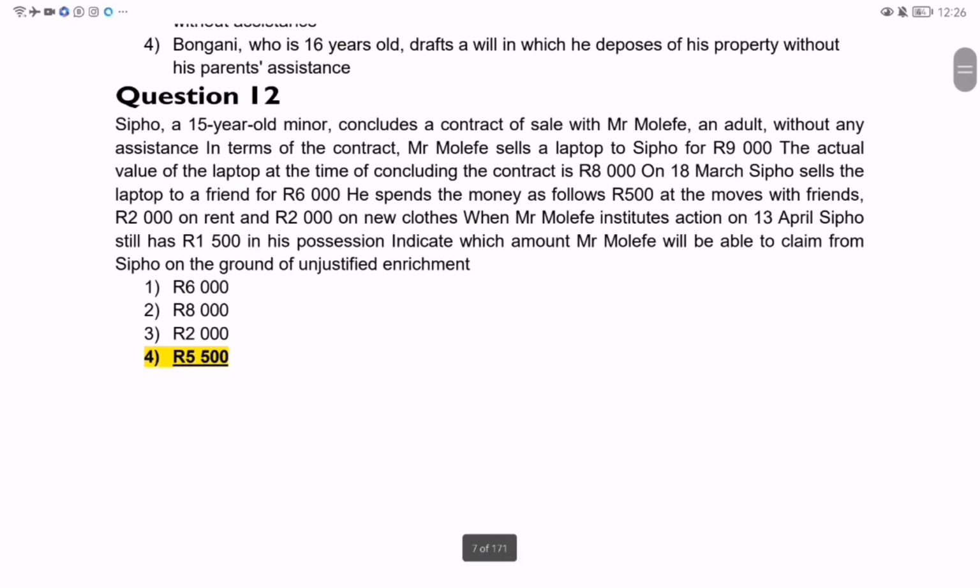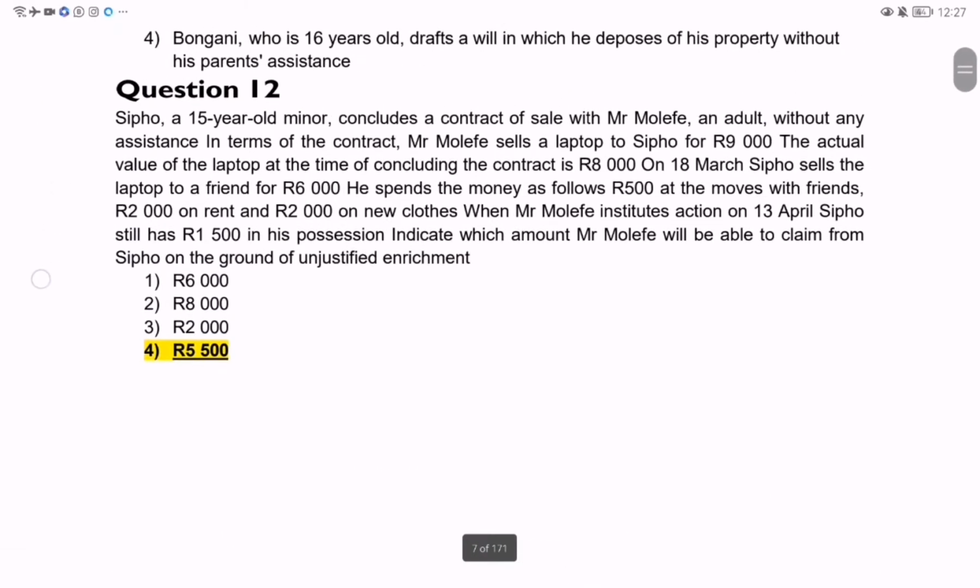Sipo, a 15-year-old minor, concludes a contract of sale with Mr. Molefe, an adult, without any assistance. In terms of the contract, Mr. Molefe sells a laptop to Sipo for 9,000. The actual value of the laptop at the time of concluding the contract is 8,000. On 18 March, Sipo sells the laptop to a friend for 6,000. He spends the money as follows: 500 at the movies with his friends, 2,000 on rent, 2,000 on new clothes. When Mr. Molefe institutes an action on 13 April, Sipo still has 1,500 in his possession. Indicate which amount Mr. Molefe will be able to claim from Sipo on the ground of unjustified enrichment.